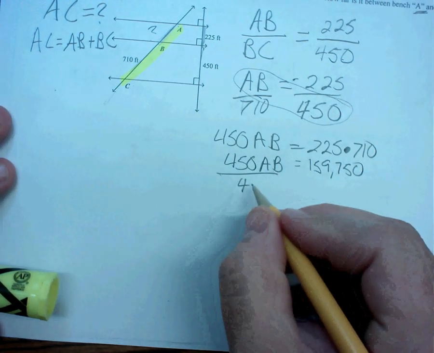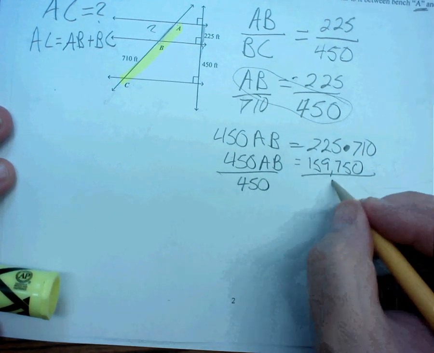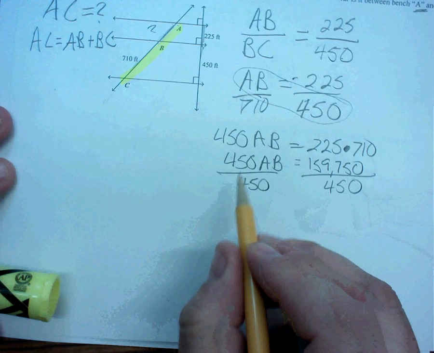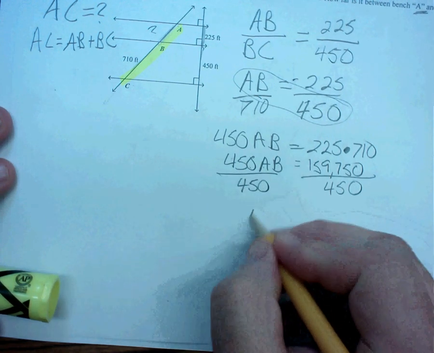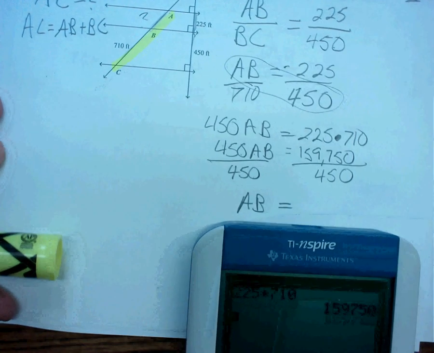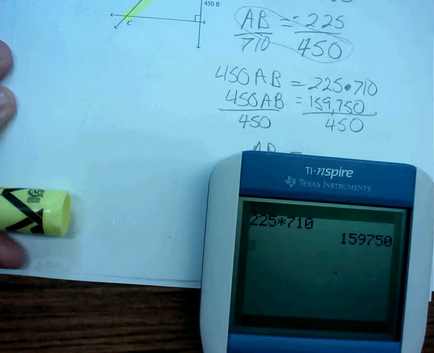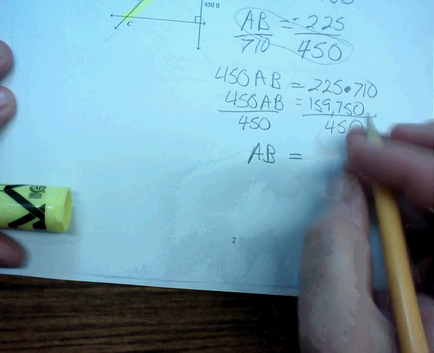I'm going to divide by 450 on both sides to get the 450 away from the AB. 450 divided by 450 is 1, and 1 times AB is just AB. Now to find this answer, I'm going to take 159,750 and divide that by 450. That's 355.